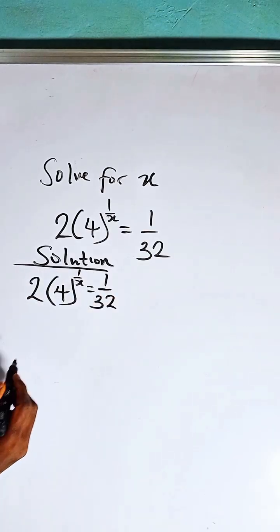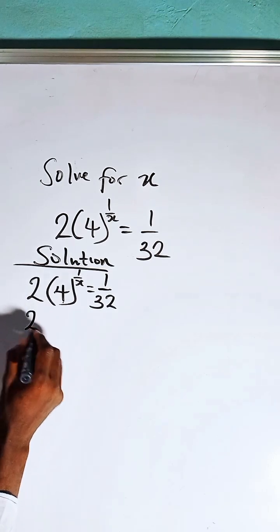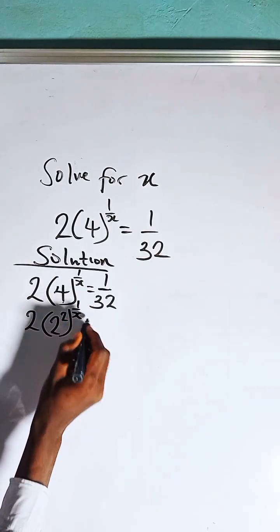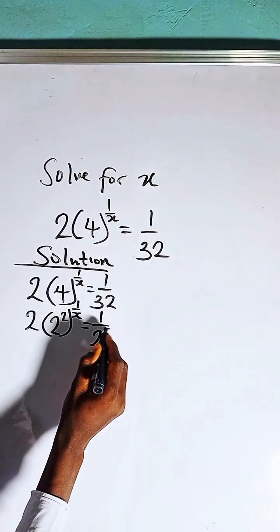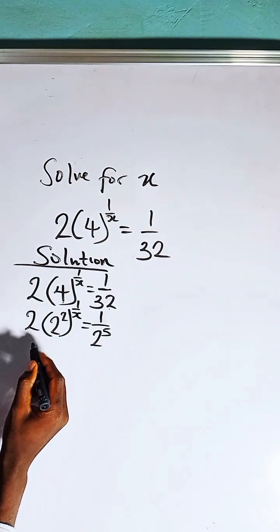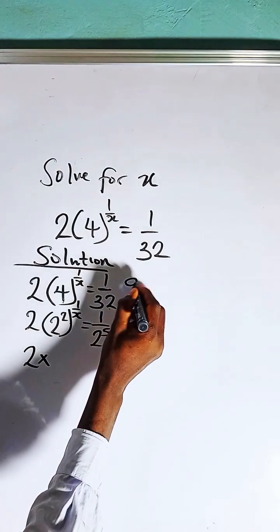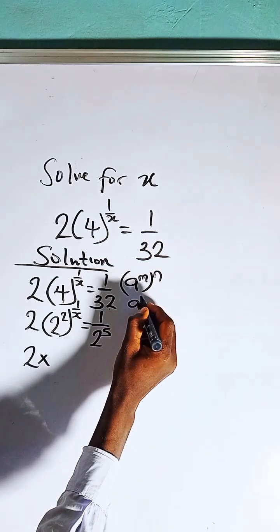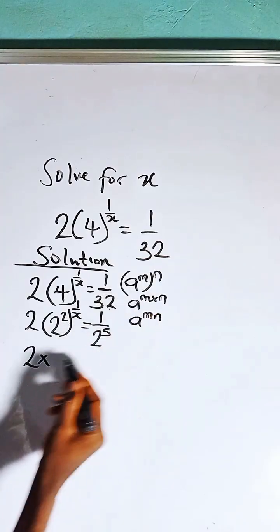Now let us write 4 in index form. So we have 4 as 2 raised to the power 2. And for 1 over 32, we have this as 1 over 2 raised to the power 5, which is equivalent to 32. Now when we apply the exponent rule, we multiply the powers, so we have m times n. We apply this to this.